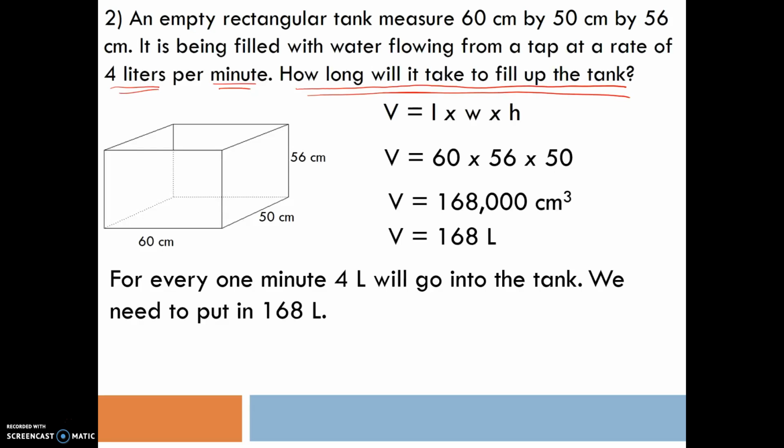Okay, now just a reminder of what's happening. For every 1 minute, 4 liters will go into the tank. We need to put in 168 liters. So let's set up that right here. So we've got 168 liters, 168 over 1 times 1 minute per 4 liters. We want the liters on the bottom because we want it to cancel out. Okay, so I'll cross cancel there, and I'm left with 168 divided by 4, and I get 42 minutes.